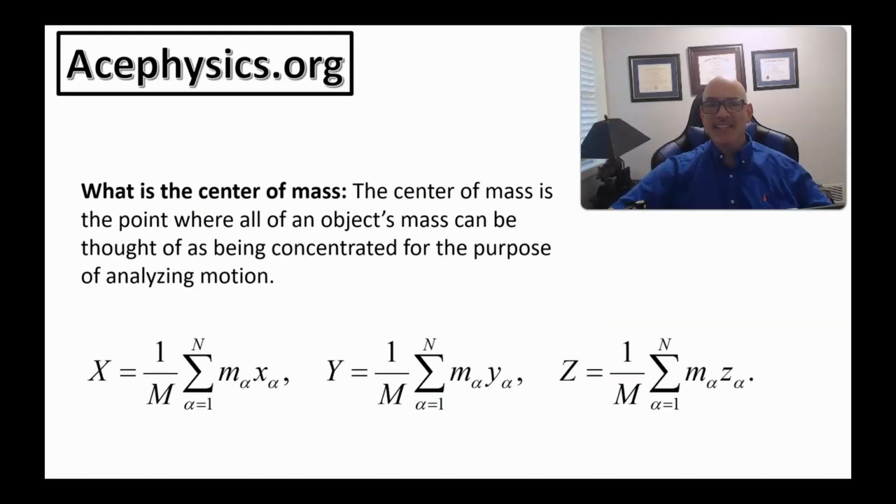First of all, what is the center of mass? The center of mass is the point where all of an object's mass can be thought of as being concentrated for the purposes of analyzing motion. These are the formulas for the x, y, and z positions of the center of mass.